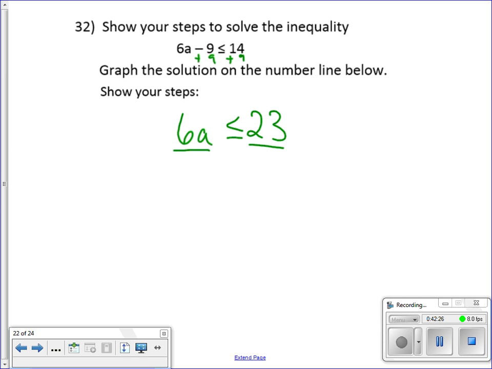I'm going to divide both sides now by 6 to get rid of the 6. I did not divide or multiply by a negative, so my sign stays the same. And then I have 23 divided by 6, which gives me 3, because 3 times 6 is 18, and I have 5 left over. So that would be my answer there.